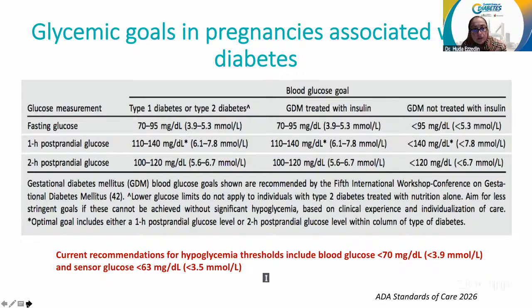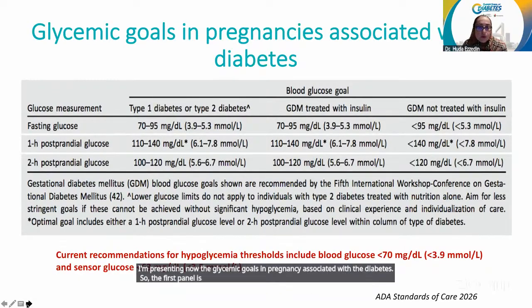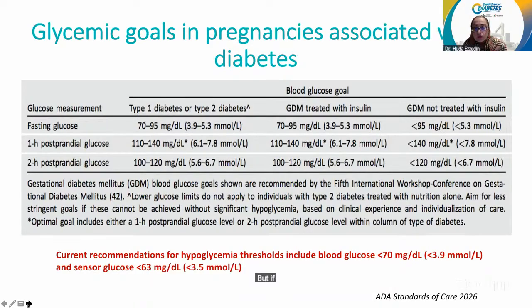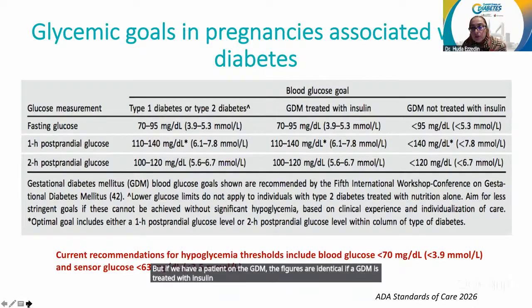I'm presenting now the glycemic goals in pregnancy associated with diabetes. The first panel is any woman with type 1 diabetes or type 2 diabetes. The goal is to have a fasting blood sugar between 70 to 95. So this is the ADA standards of care. But if we have a patient with GDM, the figures are identical if the GDM is treated with insulin.